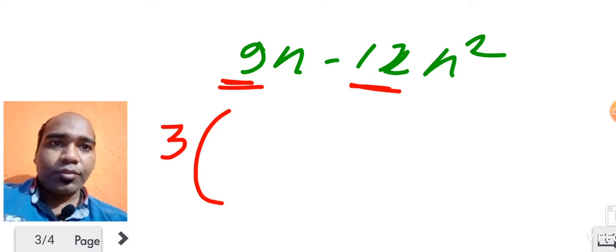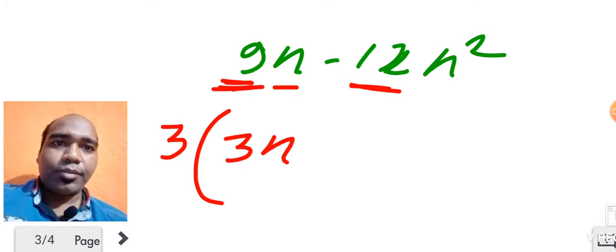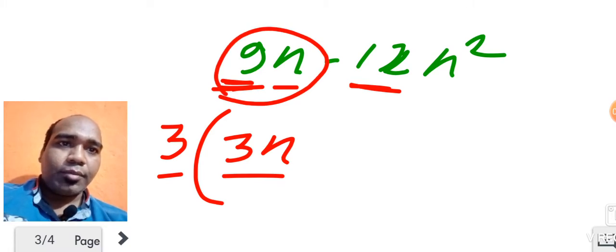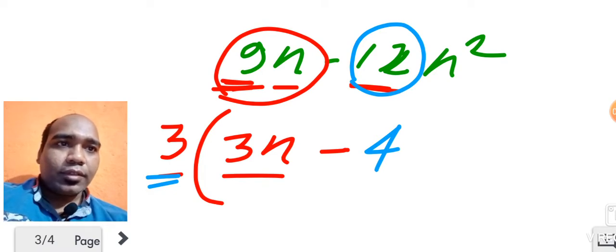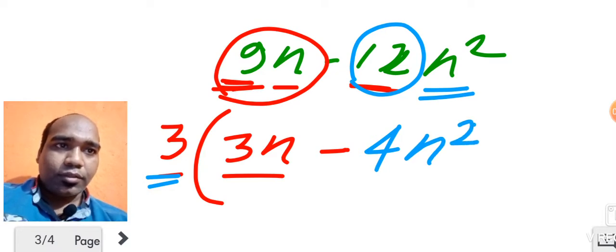Now 3 into how much will multiply to get 9? 3 into 3 will get 9, and this n is being multiplied, so we will write here. Okay. So 3 into 3n will get this 9n. Now here minus sign is there, so we will put here minus sign. Now this 3 will multiply how much to get 12? We have to multiply 4, so we will write here 4. Now this n square, we have taken n square.